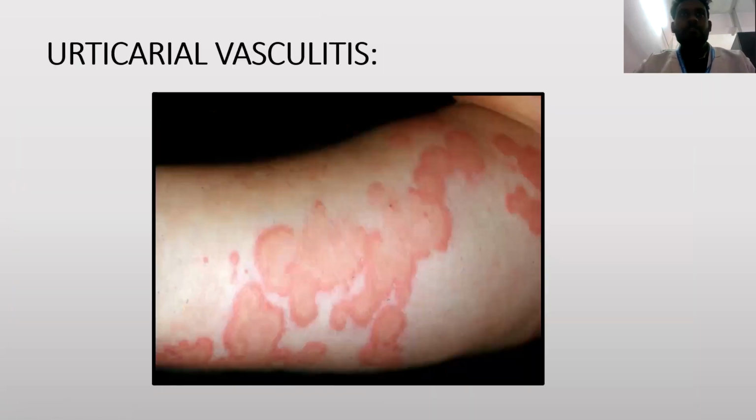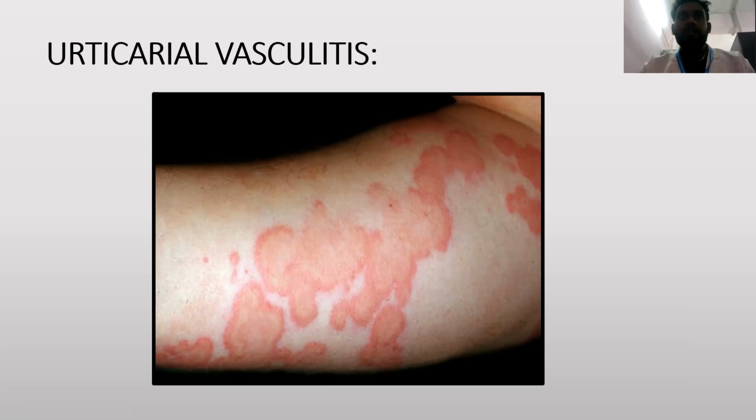So here we can see urticarial vasculitis generally presents with lesions which are very similar to urticaria. So erythematous wheals can be seen here. So one important thing to differentiate between urticaria and urticarial vasculitis is that in urticarial vasculitis, the lesions will stay much longer. That is, they will last more than 24 hours.